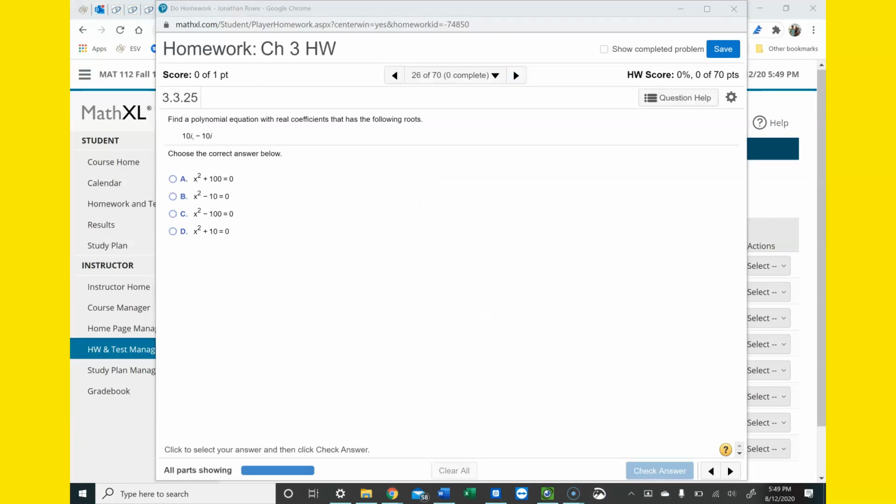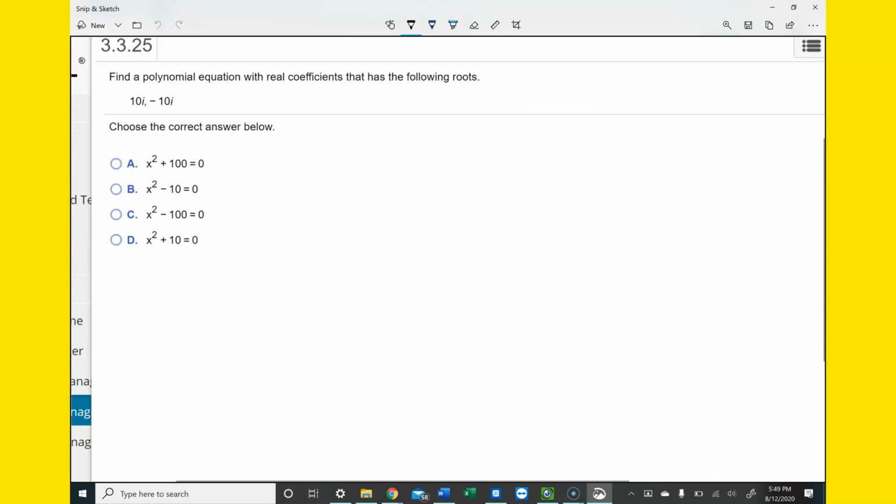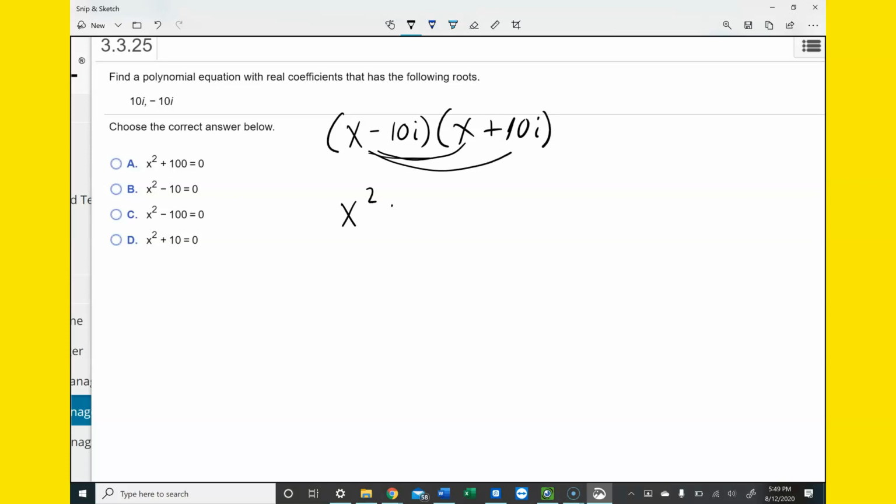All right, now we're doing something similar. We're told to find an equation with these roots, 10i and -10i. So what we do is we turn those into factors. That's going to be x minus 10i and x plus 10i. And we FOIL. What we get is x squared plus 10ix minus 10ix minus 100i squared.